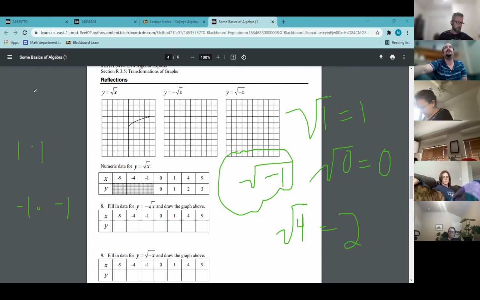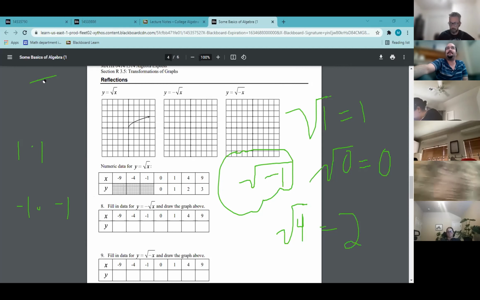When we get to imaginaries, we'll talk about those and we will define these things as imaginary, but we're not quite there yet. So these things are undefined. There's no way we can graph that. Even if it is imaginary, we still can't graph it.